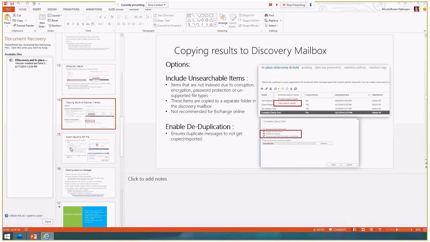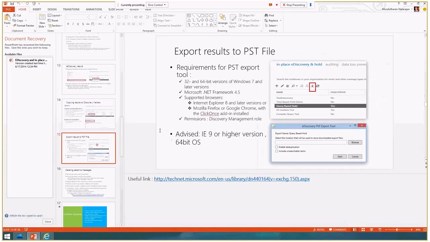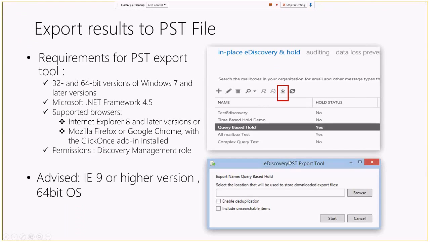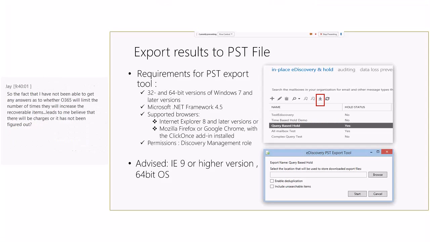All right. Export to PST file. I quickly showed you how it looks. We have a PST export tool. It's just a ClickOnce application that uses the .NET Framework. So some of the requirements for the tool: you use a 32 or a 64-bit version of Windows 7 or later versions of Windows. Windows 8 works. Supported browsers are IE8 and later versions.